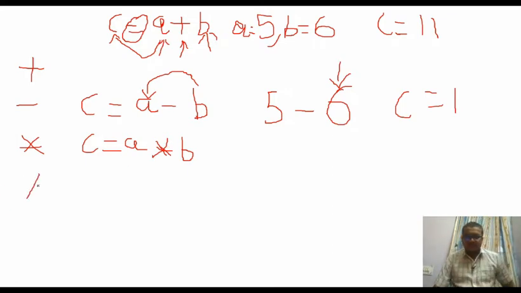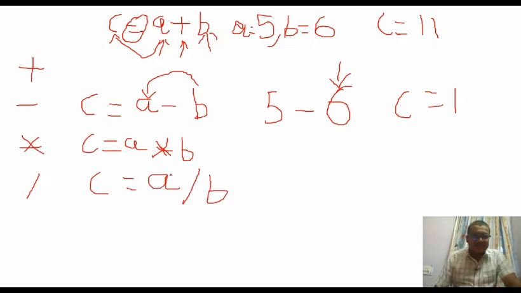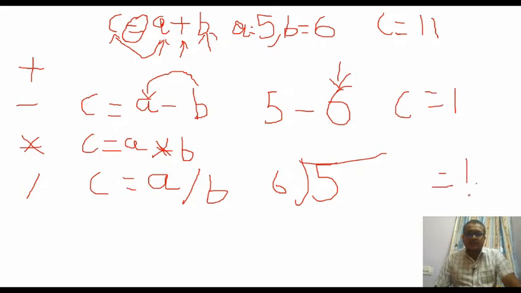Division works like this: the content present in A will be divided by B. Consider the content of A is 5. So 5 will be divided by 6, and we will get 1 point some decimal value. The content present in A will be divided by the content present in B.